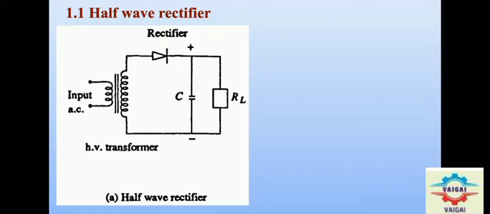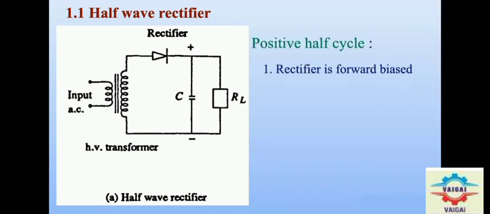First, let us see about the generation of high DC voltage using a half wave rectifier. The diagram shows the half wave rectifier. It has the high voltage transformer. The supply voltage is input AC and we are using a single diode with a capacitor. The capacitor is used for the reduction of ripple voltage. Then there will be a load resistance RL.